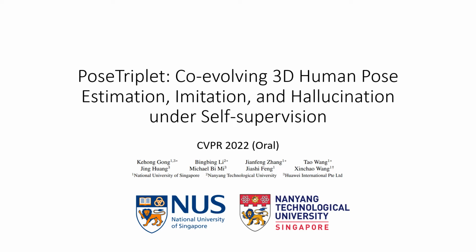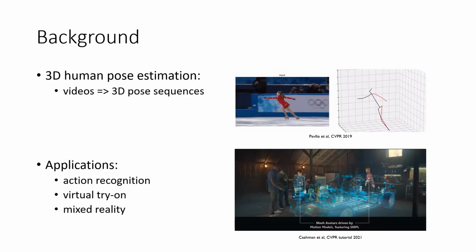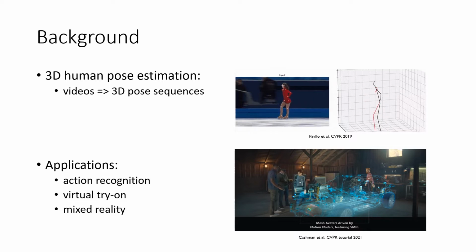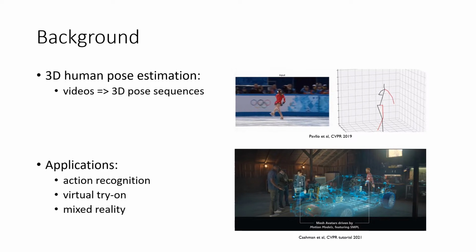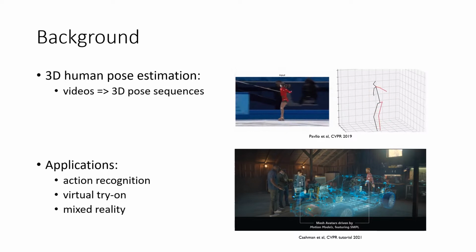We present a new self-supervised framework, PoseTriplet, for 3D human pose estimation. Human pose estimation is to estimate 3D pose sequences from videos. It has many applications such as action recognition, virtual try-on, and mixed reality.